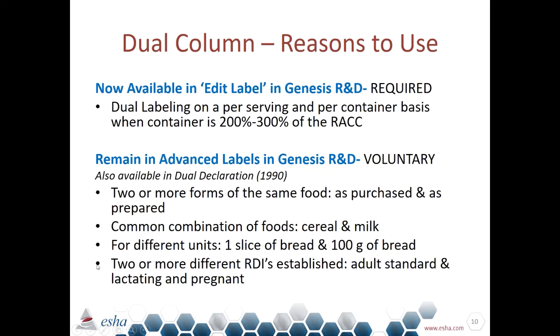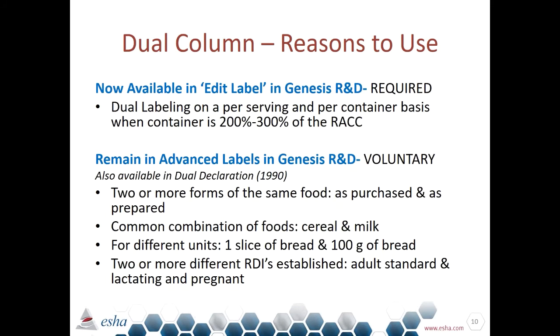There are other reasons we can voluntarily use a dual column label, and if we want to create that type of dual column label, it would still be an advanced label in Genesis R&D. So there is a distinction in how the system will handle specifically making a dual column label from a single recipe for the 200 to 300% RACC rule, and then the other reasons where we can voluntarily use a dual column, such as foods that are as packaged and as purchased, as prepared, or as packaged and as prepared, like popcorn or pancake mix.